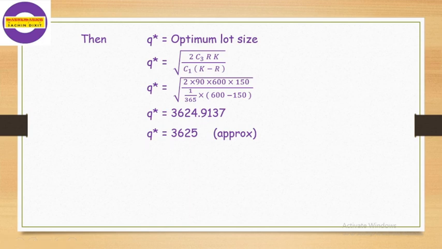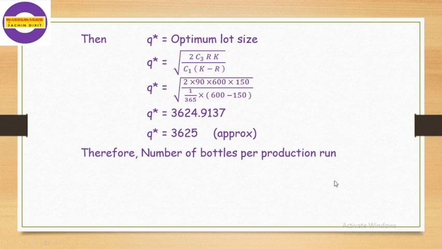3625, and the number of production runs is 50,000 divided by 3625, that is equal to 13.79, approximately equal to 14. That completes the example.